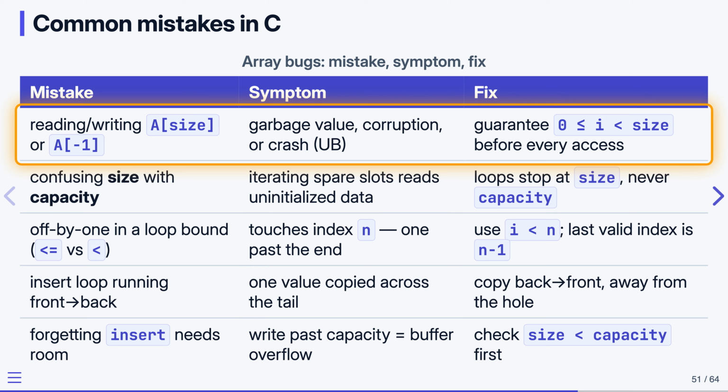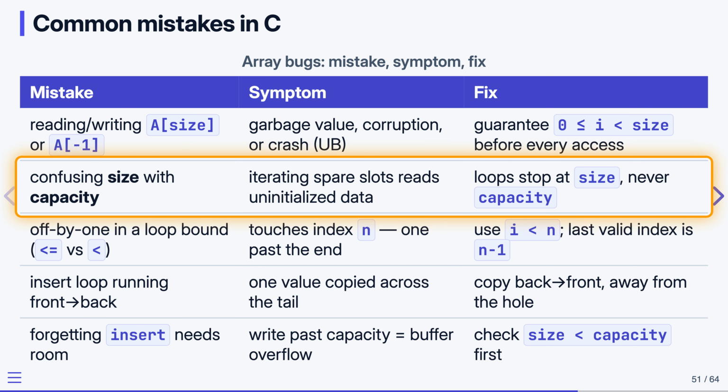before every access. Second bug, mixing up size and capacity. Size is how many values you have. Capacity is how many slots you reserved. If your loop runs into the spare slots, it reads uninitialized data. So loops must stop at size, never at capacity.